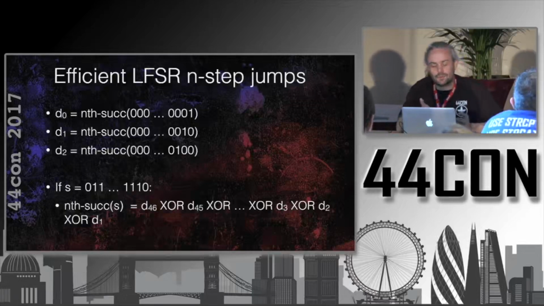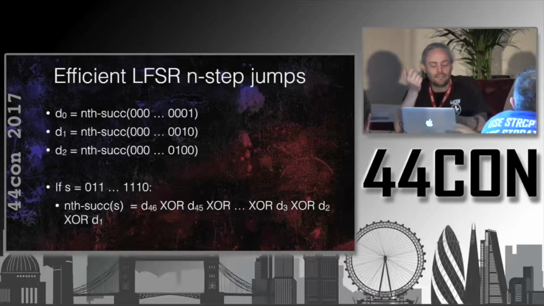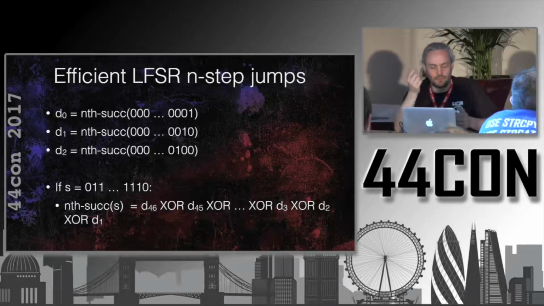So, to put that into context, D0 would be the nth successor of the state where bit 0 is a 1. D1 would be where bit 1 is a 1. D2 would be where bit 2 is a 1. And you build up 48 of those.